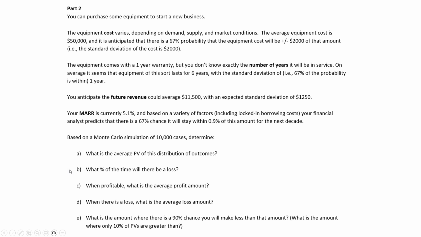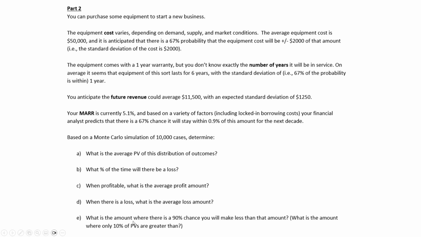And so what we want to know in part B is, how often is there going to be a loss where we actually are losing money with this business opportunity, representing, you know, we want to know how bad is the risk of not being profitable. And then we want to know, for those simulations that are profitable, what's the average profit amount? Same thing for losses. For those simulations that are losses, what's the average loss?